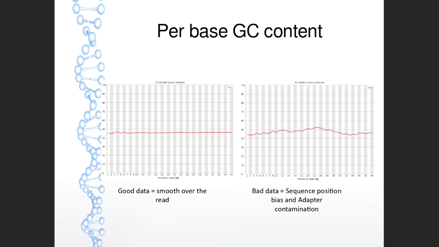So the next metric is per base GC content, along similar lines. We would expect to see a smooth pattern across the length of our reads. So our GC content is likely to be the same at any position within our read. And if we see a peak at any one position, this may represent some contamination with either adapter sequence or potentially some library preparation bias.